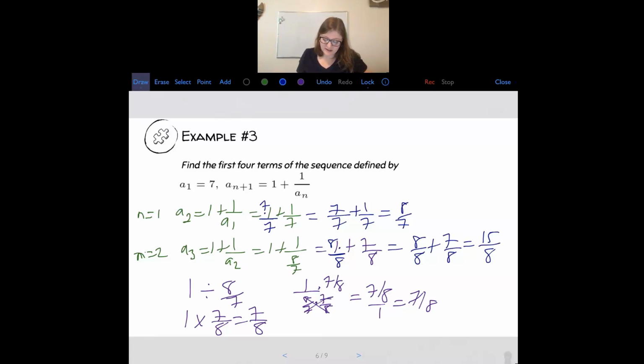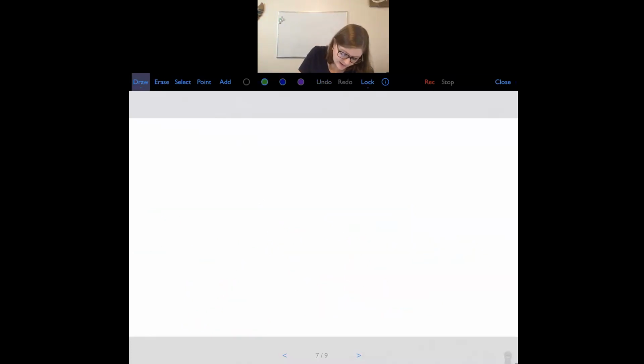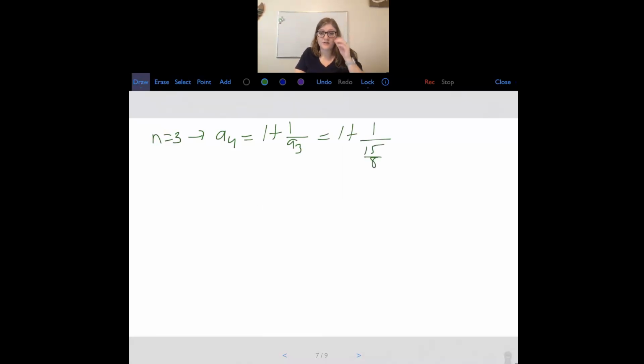So I'm going to click over to the next slide. We need to do n is equal to 3. So we have a sub 4 is equal to 1 plus 1 over a sub 3, which is 1 plus 1 over 15 over 8. Same thing, we have to find a way to deal with the complex fraction, which is when we have a fraction inside of another one.